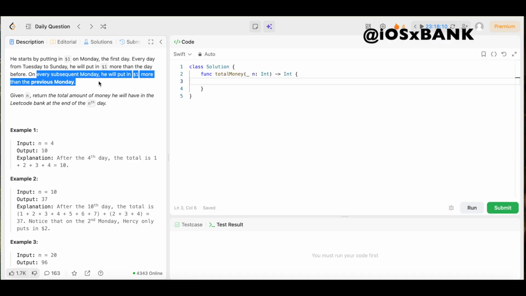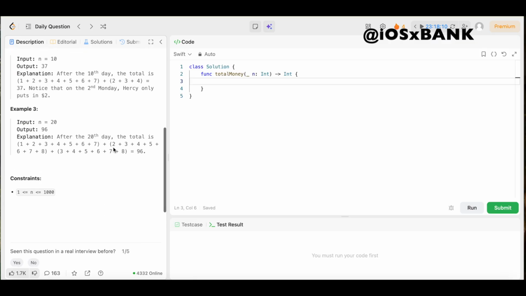We will put in one more dollar than the previous Monday. So in this case, second week, we're starting from $2. Boom, same principles, go all the way up. We started from 2, so we ended 8.